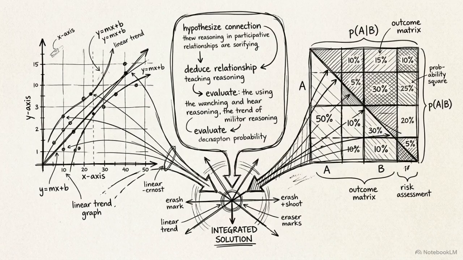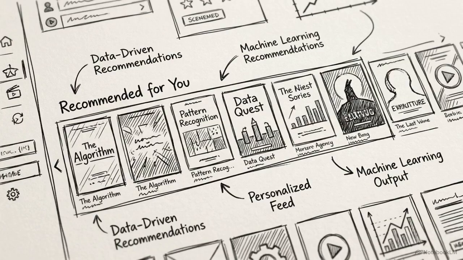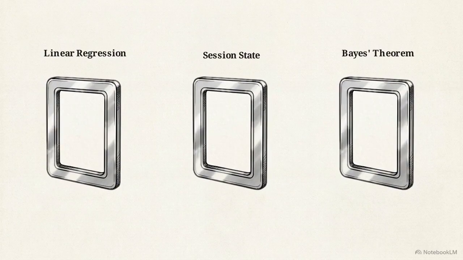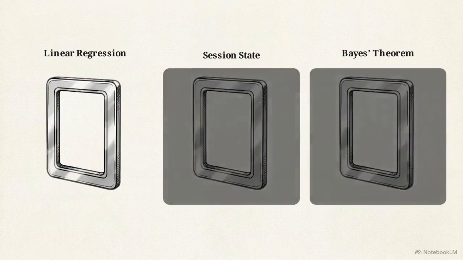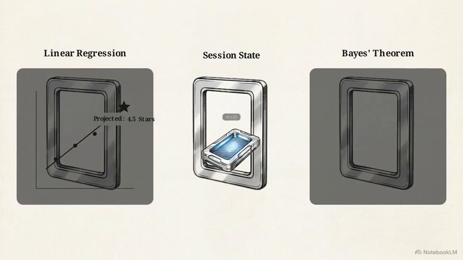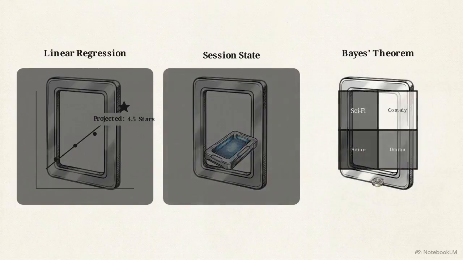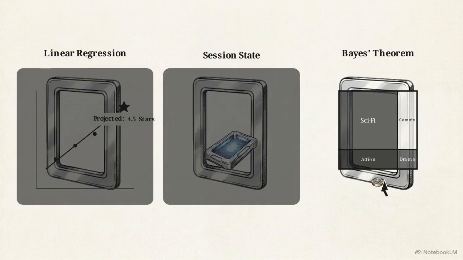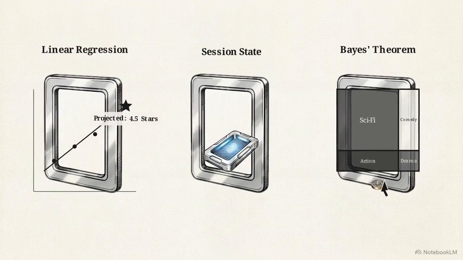All three of these distinct concepts converge in real-world applications, like the architecture of a streaming platform's movie recommender system. This conceptual interface shows how the layers work together simultaneously. Linear regression predicts the user's base ratings for new movies. Session state tracks the context of their recent genre searches, and Bayes' theorem recalculates their profile probabilities instantly the moment they click the thumbs up button.